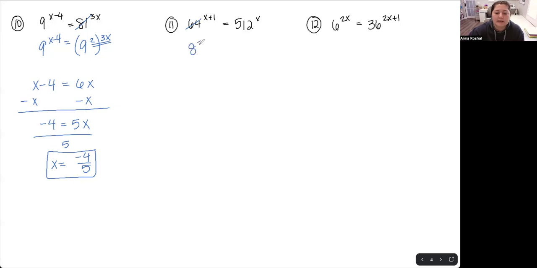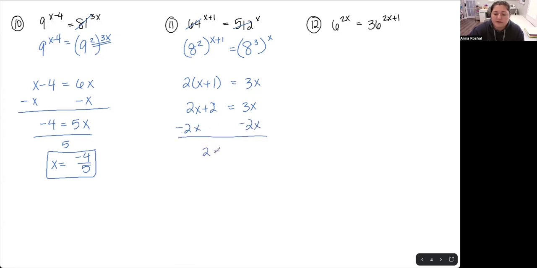Okay. 64 is 8 to the second. And 512 is 8 to the third. To the third? To the third, yeah. And then to the x power, and then I've got 2 times x plus 1, and then 3 times x. So 2x plus 2. Again, this is the easy part. We just need to know how to change the bases to the same thing. Once you know it's the same thing, you're good to go.